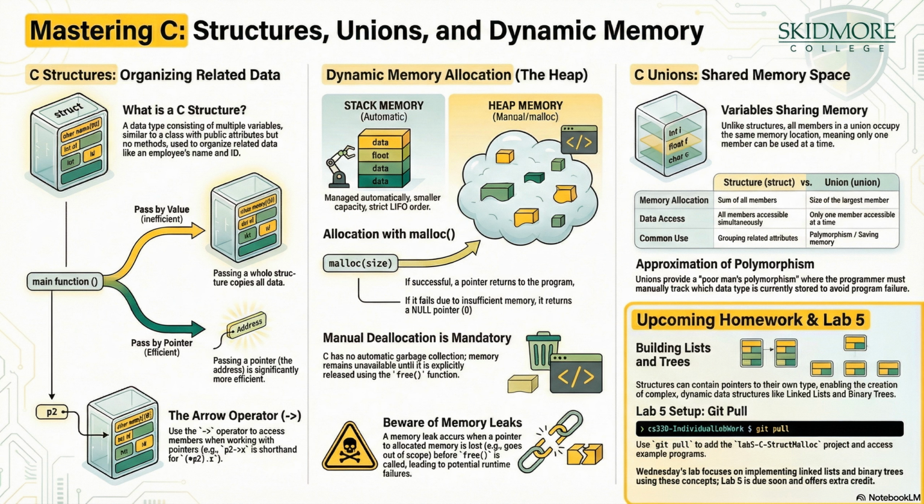Exactly. Instead of allocating a massive array all at once, we just malloc one single node. When we need another piece of data, we malloc a second node, and we make the first node's pointer point to the address of the second node. We chain them together. And that struct node pattern is the exact blueprint you will need to pull this off successfully for your homework. Oh, absolutely.